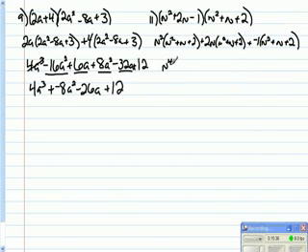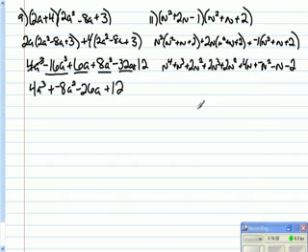N squared times n squared is n to the 4th. N squared times n is n to the 3rd. N squared times 2 is 2n squared. 2n times n squared is 2n to the 3rd power. 2n times n is 2n squared. 2n times 2 is 4n. Negative 1 times n squared is negative n squared. Negative 1 times n is negative n. Negative 1 times 2 is negative 2.